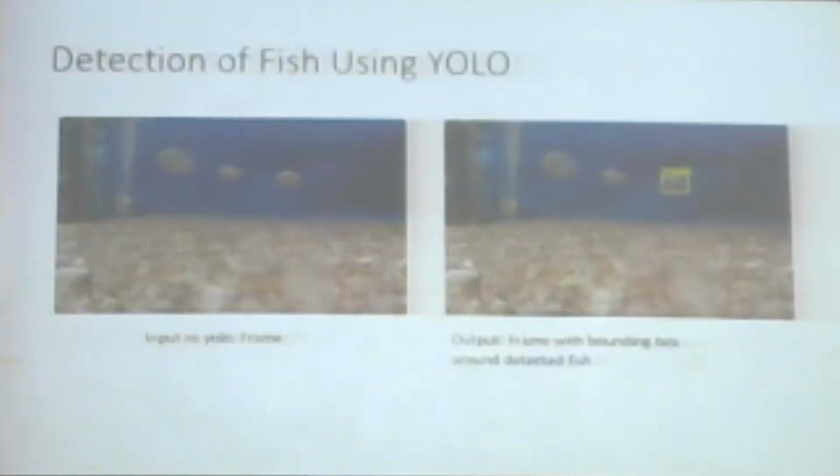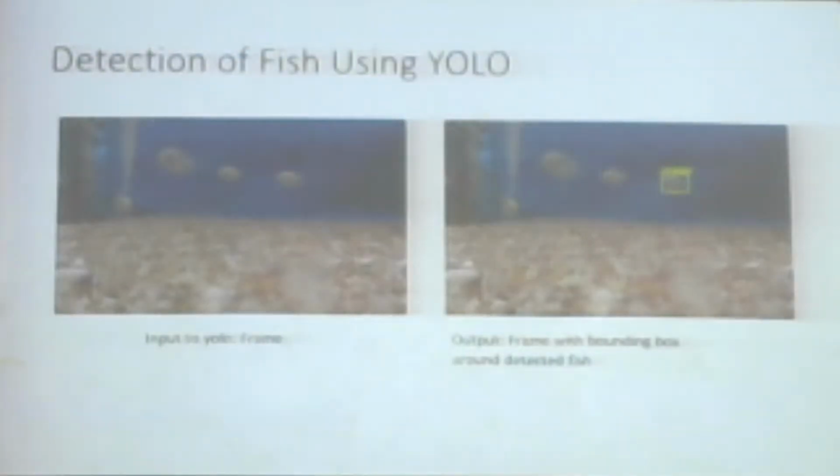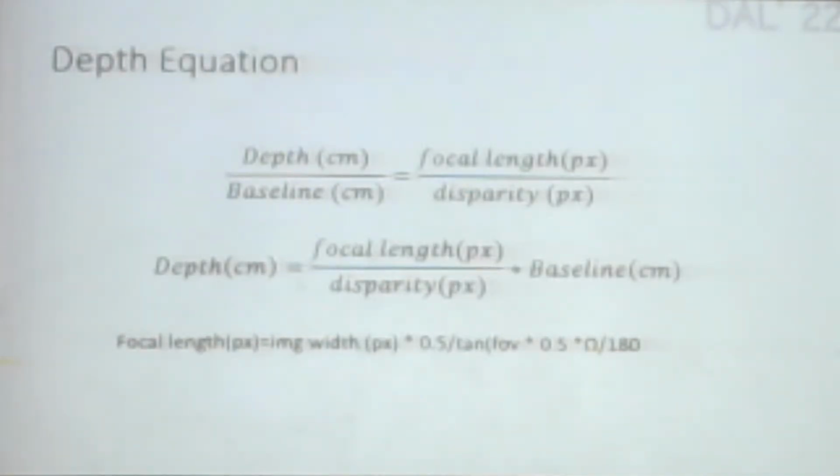So this was the input. The input to the YOLO model was simply a frame, and the output was a bounding box around the fish that it detected. Once this bounding box was detected, we found the centroid of the bounding box.